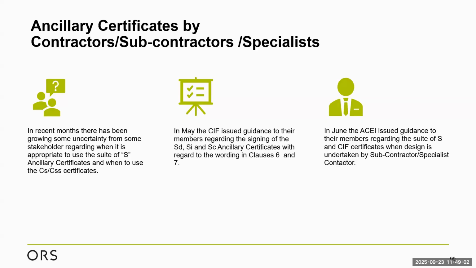So again, it's guidance given by the CIF to their members. There was also guidance given by the ACEI to their members in relation to what they should expect when they're depending on both auxiliary certs, the CS, CSS, but also on the suite of S certs. My interpretation is that the guidance given by both of these bodies is given in isolation to their members. What I would have preferred to see was the bodies come together and a joint or single statement be issued. I think it would be easier for the Assigned Certifier to track forward then.